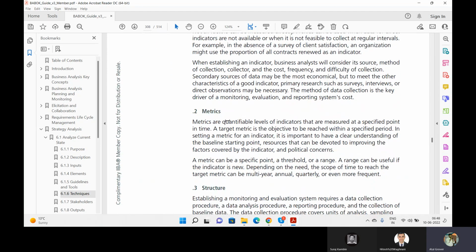Second is called the metric. Metric means measurement, point of measurement. Metrics are quantifiable levels of indicators that are measured at a specific point in time. I want the last 1 week of data. I want to measure the last 1 week of data.